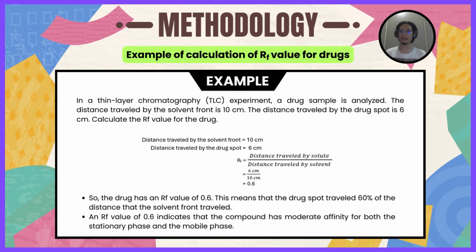Now in terms of interpretation, we can say that the drug spot has traveled 60% of the solvent front distance, and the 0.6 Rf value also indicates that the compound has a moderate affinity to both the stationary phase and the mobile phase.